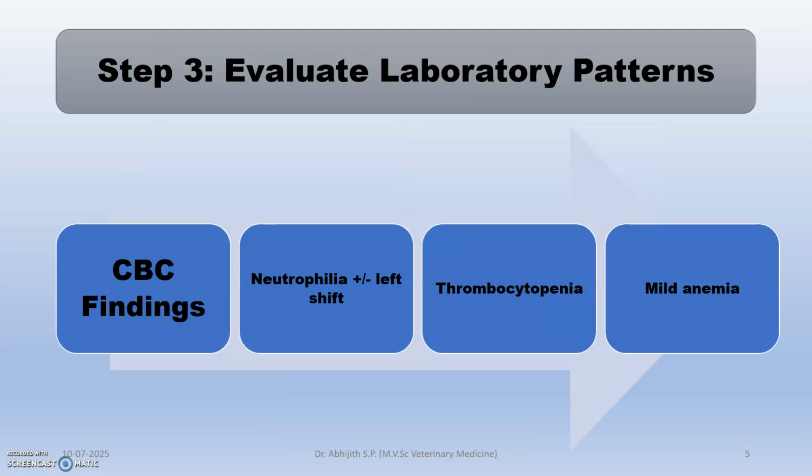Step 3 will be mainly evaluating the laboratory patterns. First of all, we will be going ahead with CBC findings. In almost all leptospirosis cases, there will be initial neutrophilic leukocytosis, thrombocytopenia, and also mild anemia. The thrombocytopenia and the neutrophilic left shift will be much more in amplitude than the anemia.